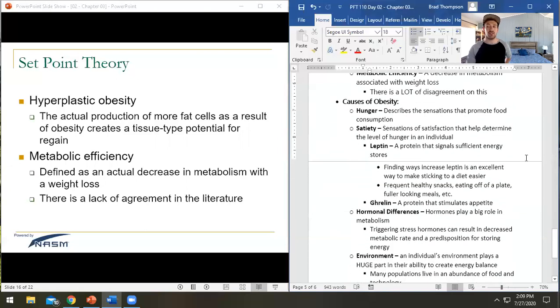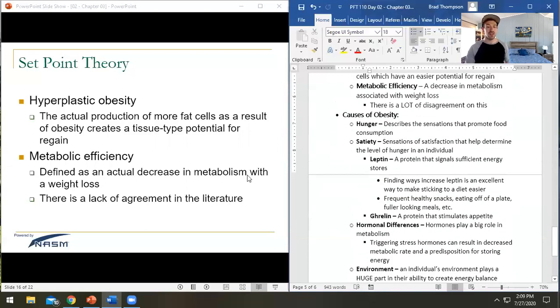And then we do see metabolic efficiency, which is a decrease in metabolism that's associated with weight loss. So your body burns less energy to slow down your weight loss progress, right? Now, there's a lack of agreement on how much this actually happens. A couple years back, there was a big study done on contestants from the show The Biggest Loser, and a lot of those contestants regained a significant portion of their weight back. And they described it as having slowed their metabolisms down.